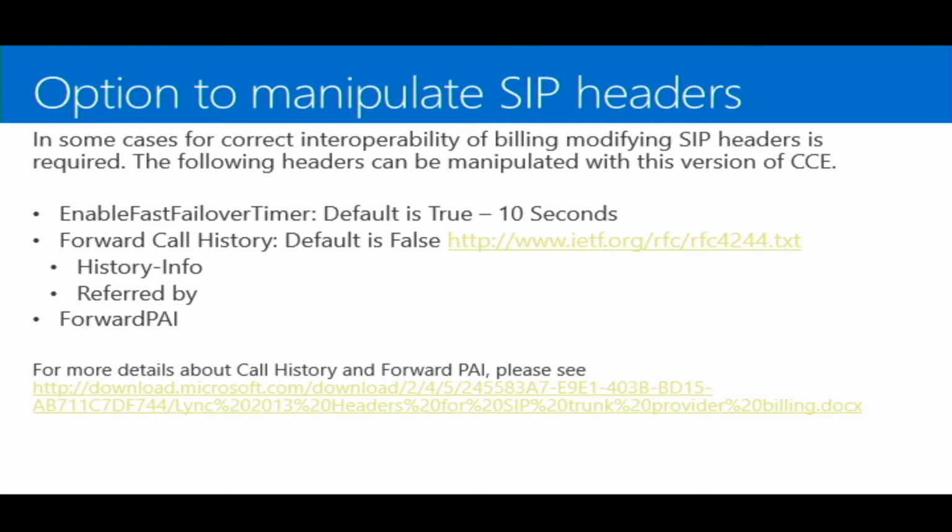Now, forward PAI is kind of a legacy SBC way of doing the same thing. So they both do basically the same thing, which is allow you to do billing and routing decisions based on how the call has gone through the system. They're duplicates. You wouldn't use both. But depending on your SBC and how old it is and so on, you might use one or the other. So they're both achieving the same basic function.